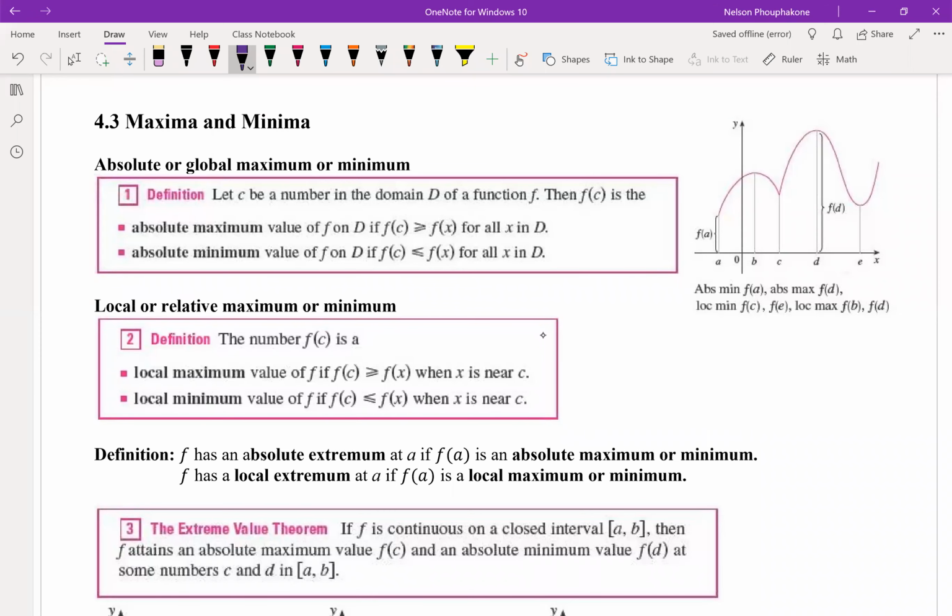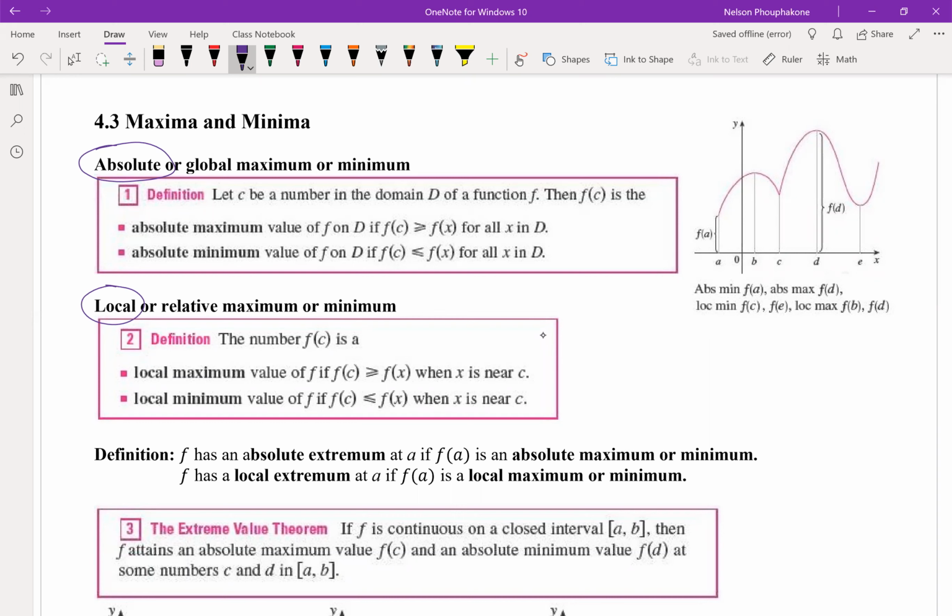Okay, so in these lectures, I will talk about maxima and minima. We concentrate on absolute maximum and minimum and local maximum and minimum. So let us look at those in detail now. Absolute, or global, maximum and minimum. Let us look at the definitions.